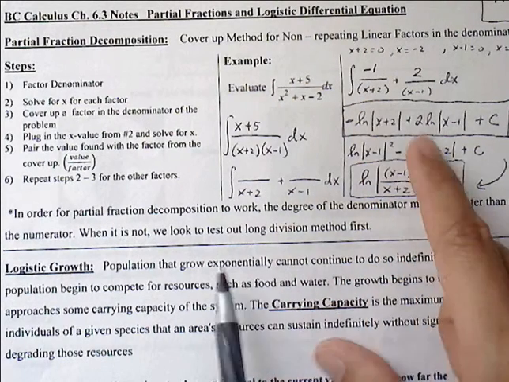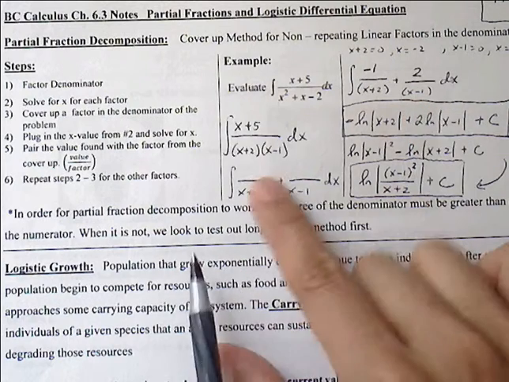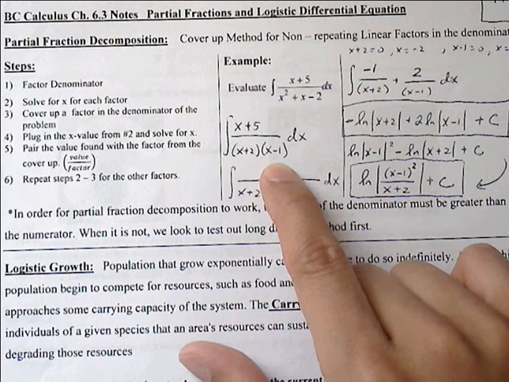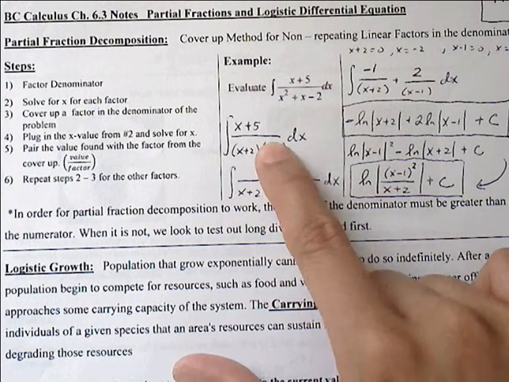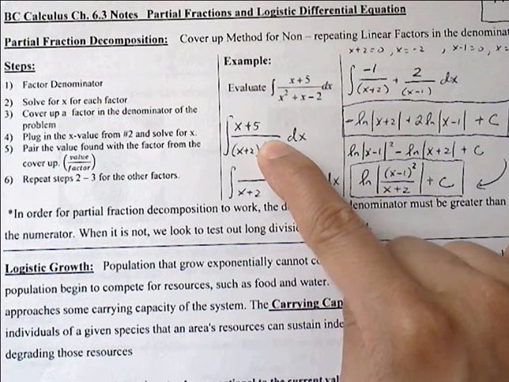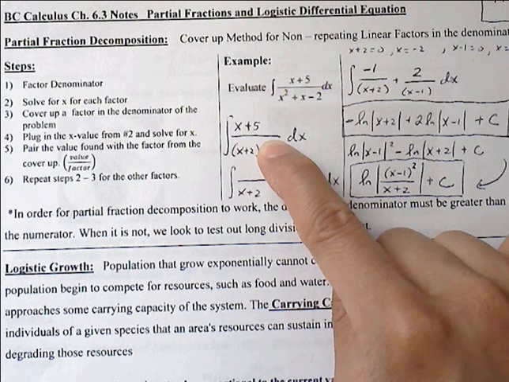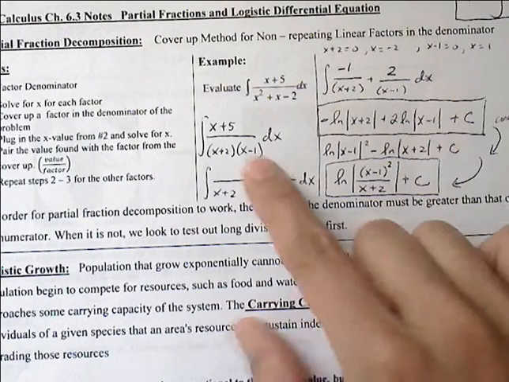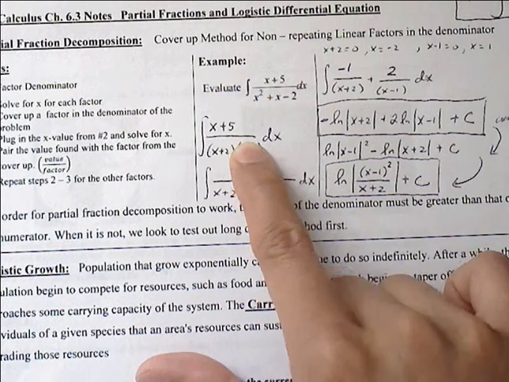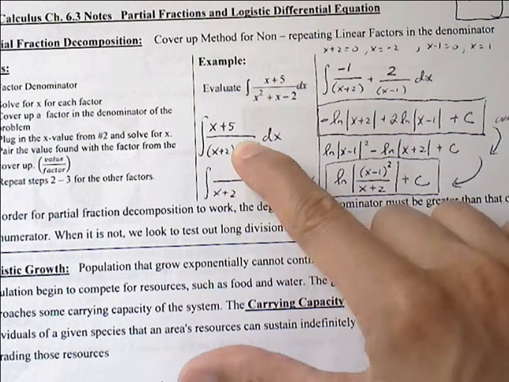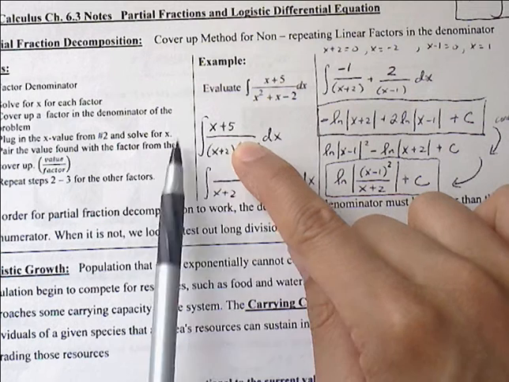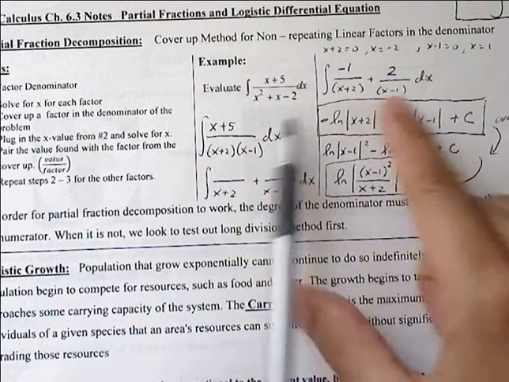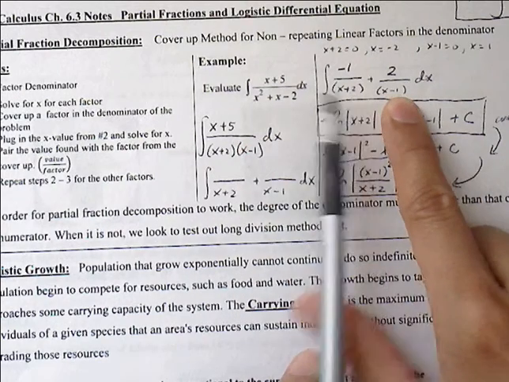Okay. Next thing we're going to do is we're going to cover up the x minus 1 in the factored form of the original expression. So we're covering the x minus 1 to allow us to evaluate what will be the result if we were to plug in a positive 1. If we plug in positive 1 without covering this up, we're going to get undefined. So we're going to cover up the x minus 1, replace each x with 1. So 1 plus 5 is 6. 1 plus 2 is 3. So 6 over 3 is 2. So now we have 2 over x minus 1.